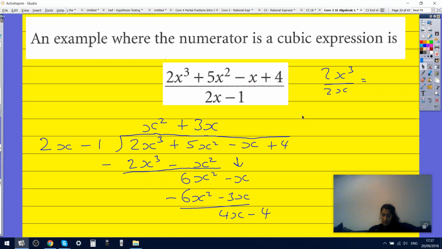x squared plus 3x plus 2, minus, or is it plus? Minus 2 over 2x minus 1. Got it. So that was a cubic divided by a linear. Did I do something wrong here?